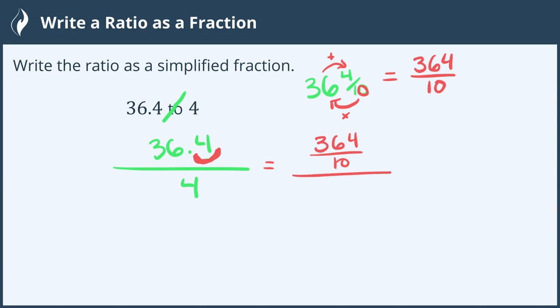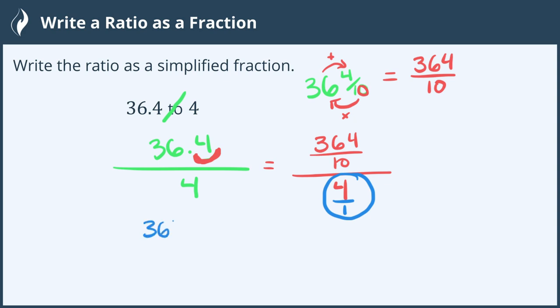364/10 divided by 4. Here we have a complex fraction, and if you'll recall, we don't divide fractions. We always multiply by the reciprocal of the second number on the bottom. But some may say that 4 isn't a fraction, so I can't flip it upside down for the reciprocal. I can take any whole number and divide it by 1, and now it's a fraction. 4 divided by 1 is 4, so I haven't changed the value at all. Now I can flip it and multiply.